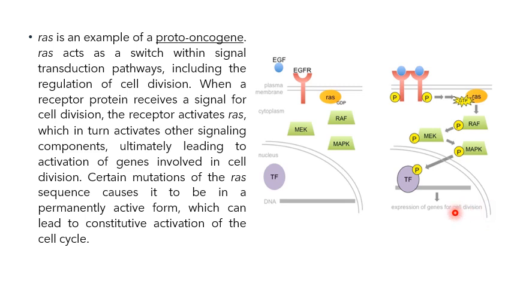So once there is, let's say, a mutation in this RAS, it will cause it to be in the permanently active form. So it will just lead to the uncontrolled division of the cell. Nothing will tell the RAS to stop, and it will be always active. So this will lead to the constitutive activation of the cell cycle and cell division.